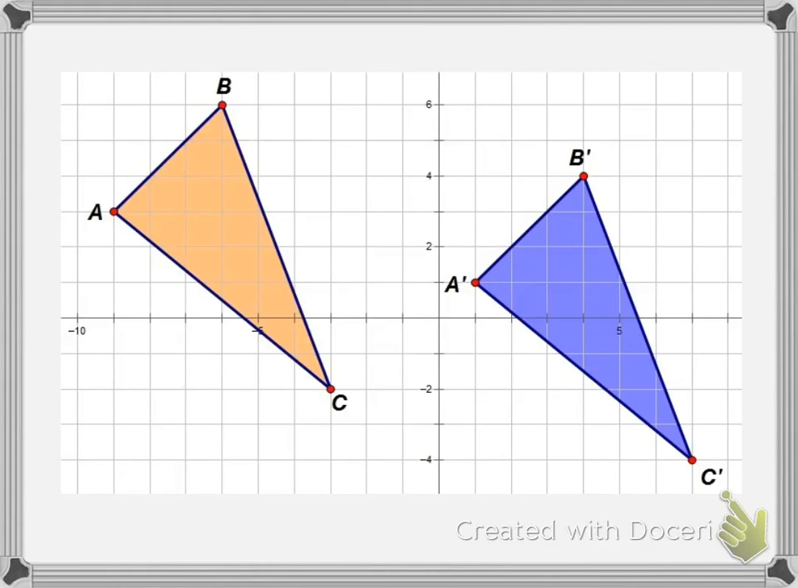Okay, so in example 3, they're asking you to write the vector for the translation. In other words, you need to write some movement in the x direction first and some movement in the y direction. So some movement in the horizontal direction and some movement in the vertical direction. Okay? Now be careful when you do these. It's easy to do them wrong by starting in the wrong spot.